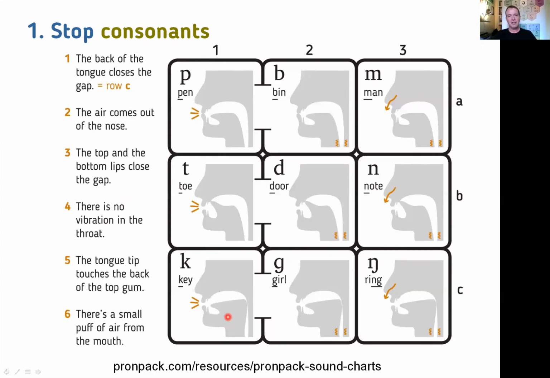Number 5, the tongue tip touches the back of the top gum. Here we can see it in the picture there. The tongue tip touches the back of the top gum, there, there, and there. So that is row B. And then finally, there's a small puff of air from the mouth. That's what this symbol represents here. So number 6 is column 1.